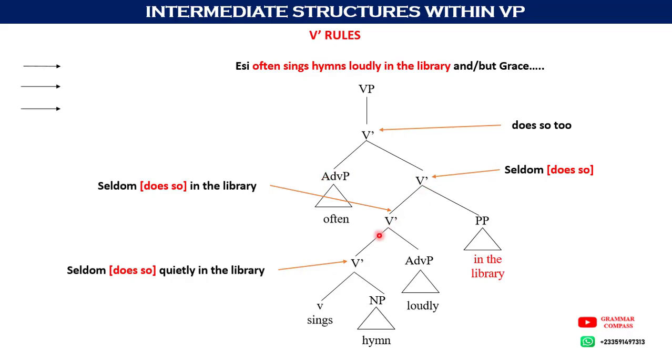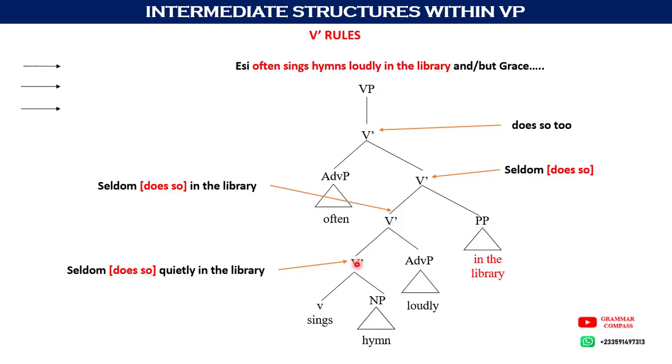Now let us move on to the next V-bar. This intermediate category, what does it target? AC often sings hymns loudly in the library, but Grace seldom does so in the library. So "does so" over here replaces sings hymns loudly. So we have another intermediate structure. This sings hymns loudly is qualified by the prepositional phrase, that is, in the library. So we have that structure over here.